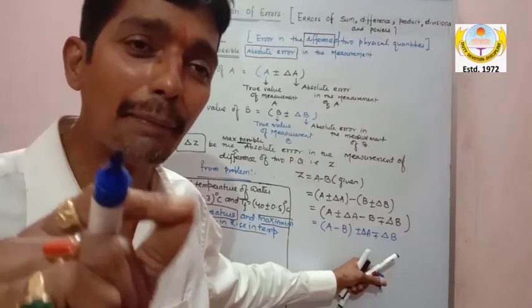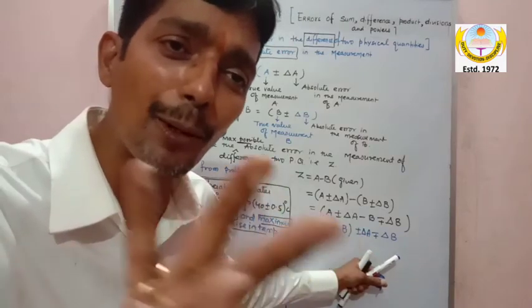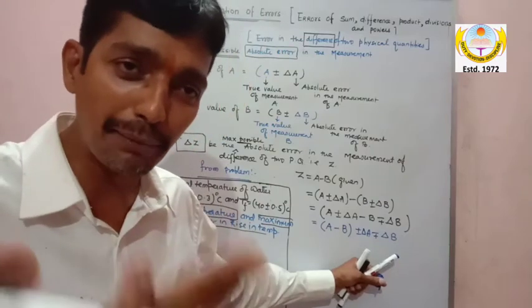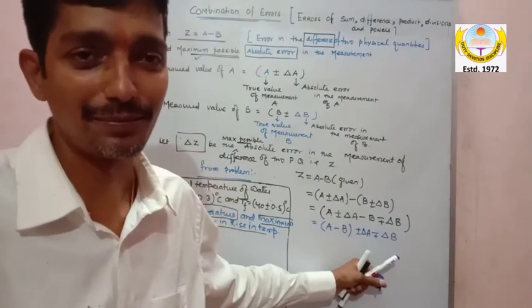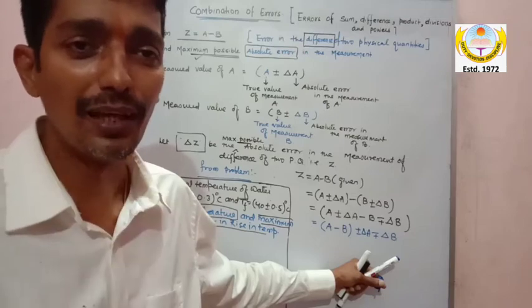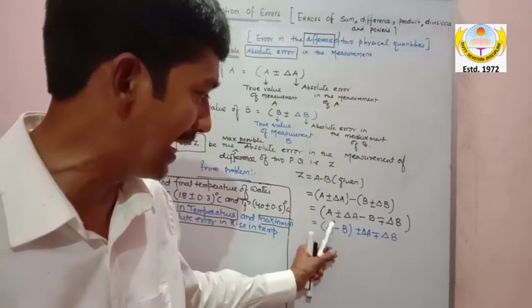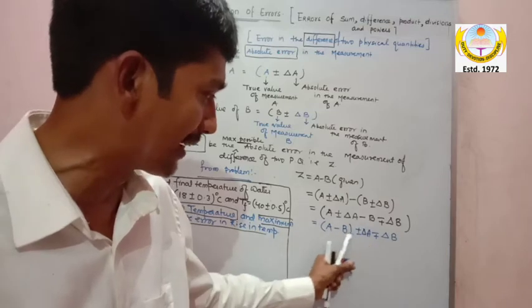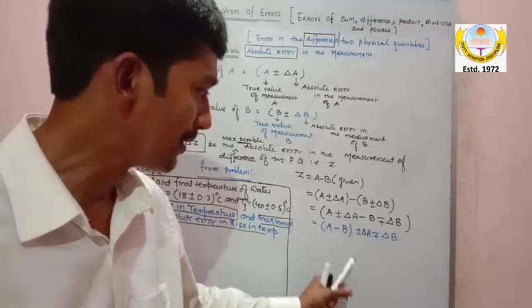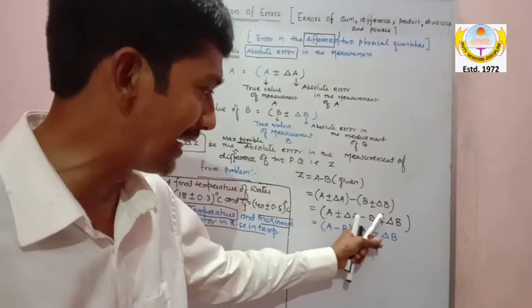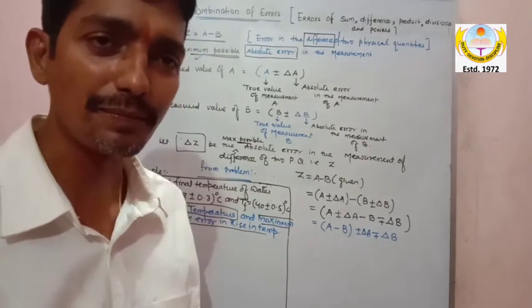Same sign, I repeat. Then only the error will be maximum. We want the error to be maximum. Please understand this point. When will the error be maximum, sir? You can see this formula. This is A minus B, that is the true values, both true values. This is plus minus del A and here it is minus plus del B.